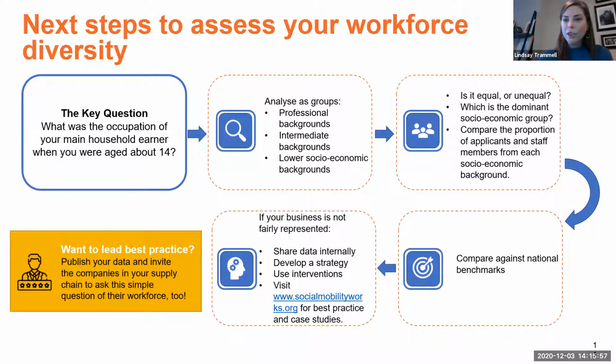Then what you want to look for is a range of questions. Is your workforce equal or unequal? Which is the dominant socioeconomic group? You want to then compare the proportion of both applicants and staff members from each socioeconomic background. Where in the pipeline, for example, if at your application stage you get only people from professional backgrounds, or an overwhelming proportion, that's already going to tell you that upstream you need to start doing some outreach to different groups.